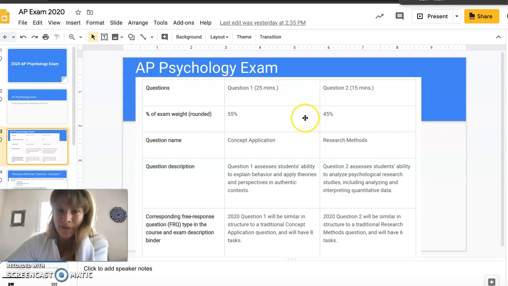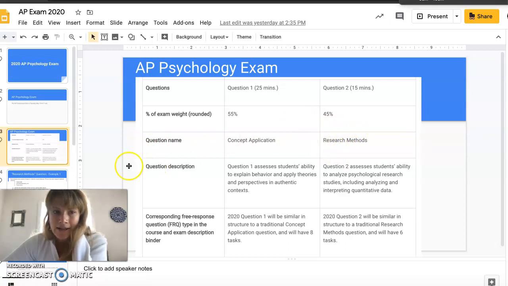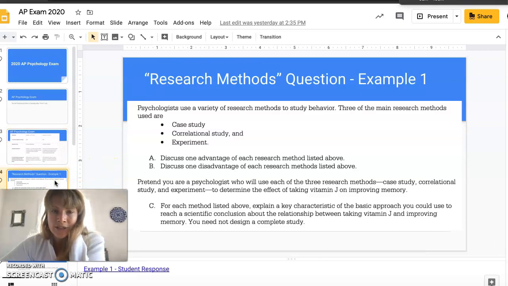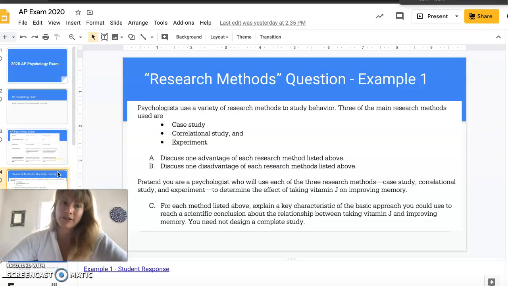So to give you an example of what a research methods question would look like, I linked two examples here. This is one that we did way back in the fall, and you'll actually be doing this one again on Thursday as part of your lesson.